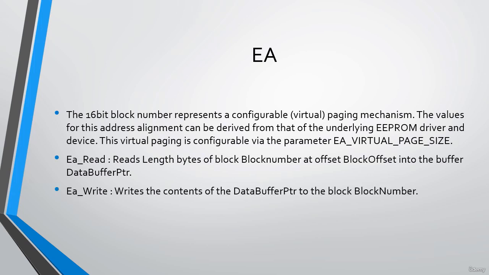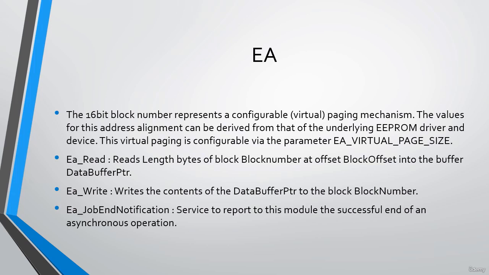Next is the EA write API. This writes the contents of the data buffer pointer to the block number. The next API that is available is the EA job end notification. This notification will report if the module successfully ends an asynchronous operation. So when one of the operations has ended successfully, this notification will be called.